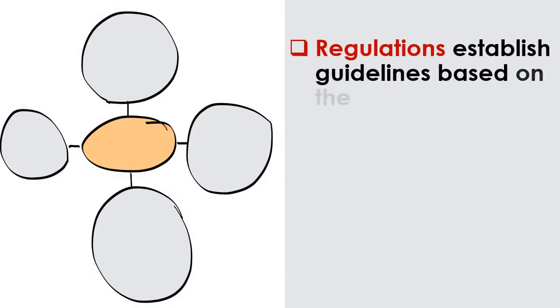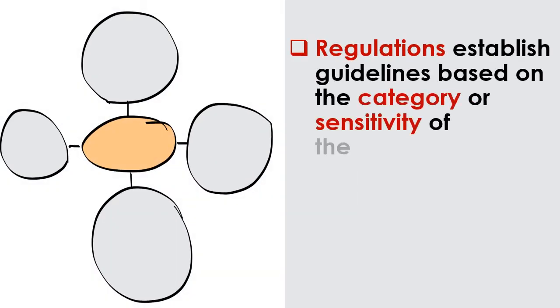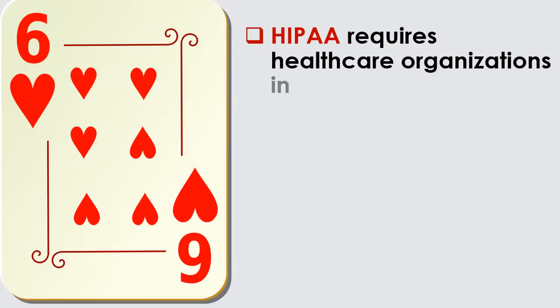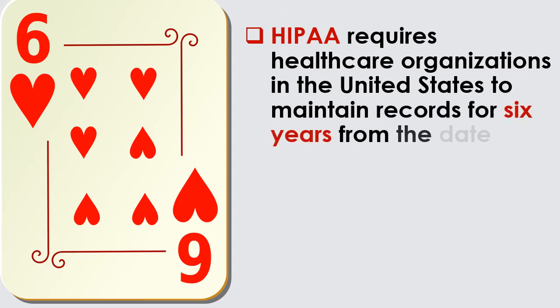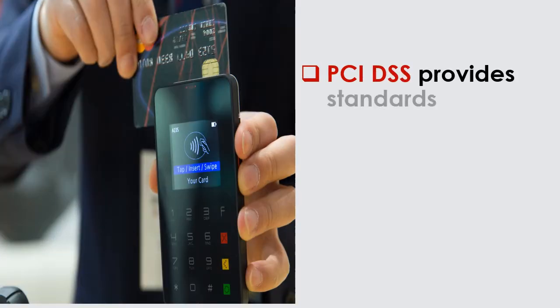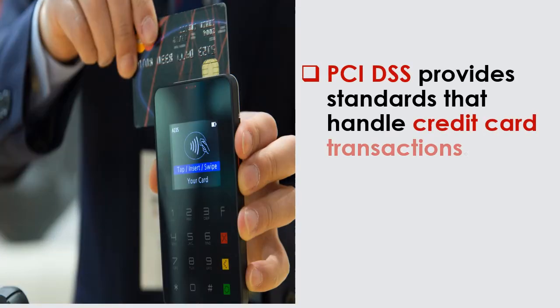Regulations establish guidelines based on the category or sensitivity of the data. HIPAA requires healthcare organizations in the United States to maintain records for 6 years from the date of creation. PCI-DSS provides standards that handle credit card transactions. Organizations should limit cardholder data storage and retention time to that required for business, legal, and/or regulatory purposes.